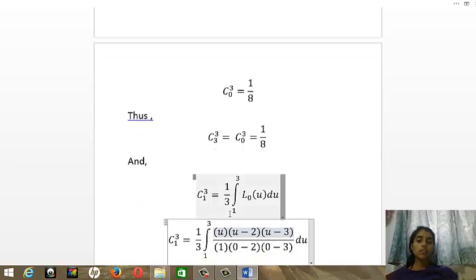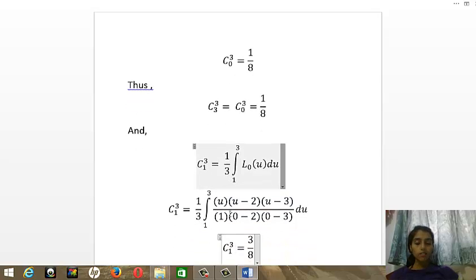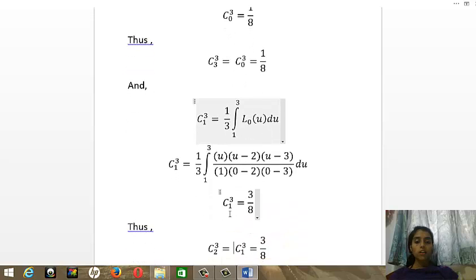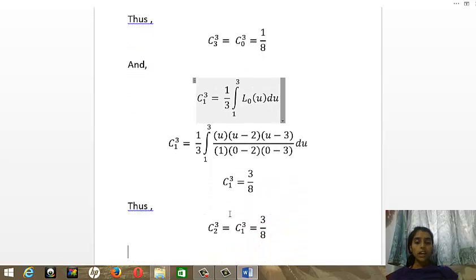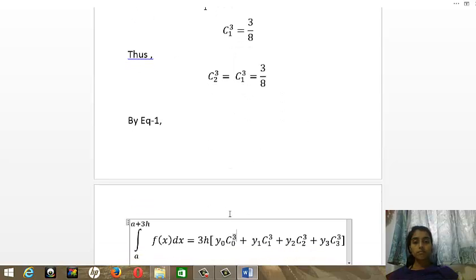And further, C3^3 will be equal to C0^3. Therefore, C3^3 is also 1 by 8. Now calculating the value of C1^3, that is 1 by 3 integration of L1(u) du from 0 to 3. On putting the values, we get C1^3 equals 3 by 8. Now C2^3 equals C1^3, therefore C2^3 is also 3 by 8.